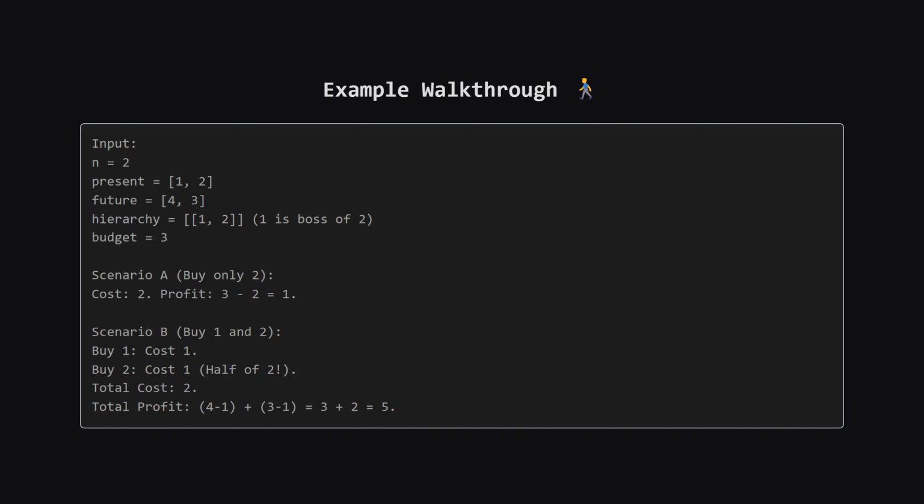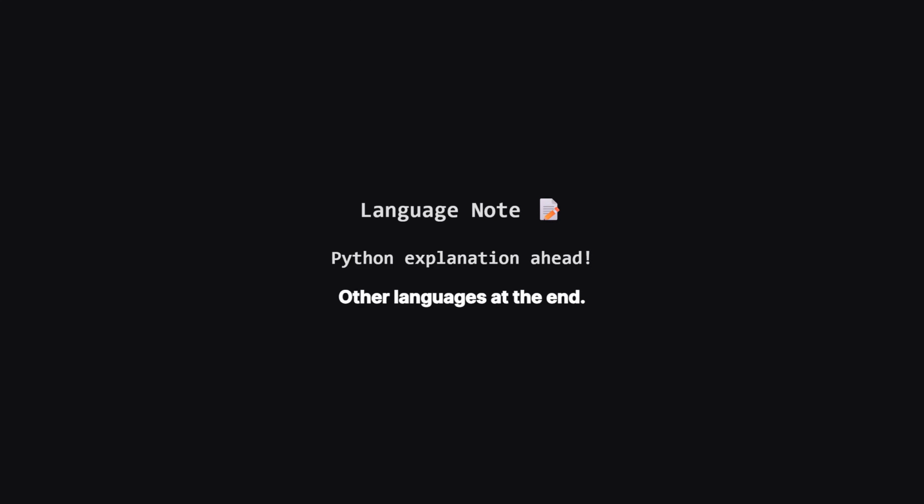We have 2 employees. Employee 1 is the boss of employee 2. The budget is $3. If we just buy for employee 2, it costs $2, and we make $1 profit. But look at scenario B. If we buy for the boss, it costs $1. This triggers the discount for employee 2, so their cost drops from $2 down to $1. Now we can afford both. Our total cost is 2, which fits in the budget, and our total profit is 5. This is much better.